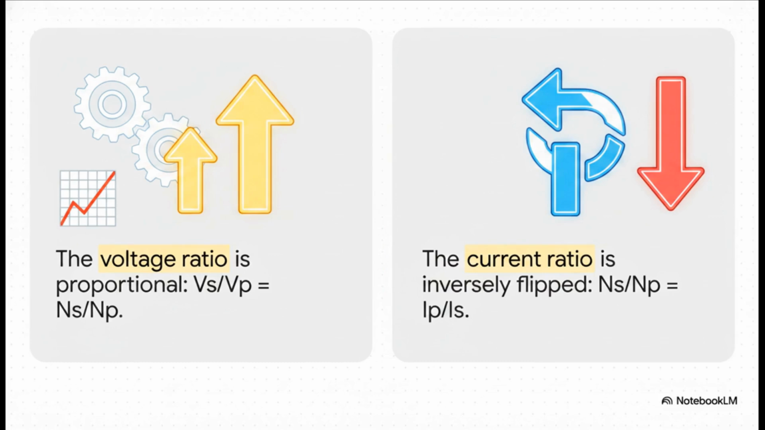It's inversely proportional. If a step-up transformer cranks up the voltage, the secondary current must shrink compared to the primary to keep that power perfectly balanced, and vice versa. If a step-down transformer slashes the voltage, the secondary current actually has to go up.